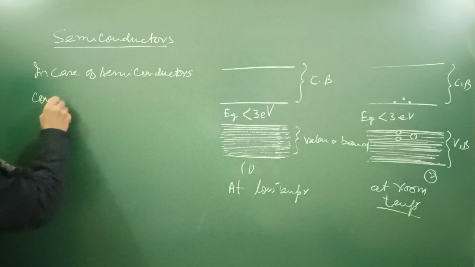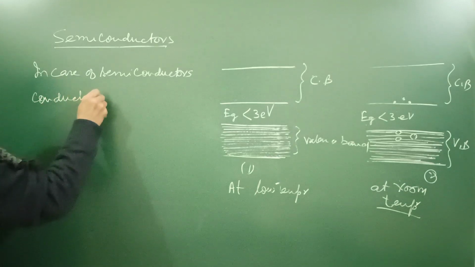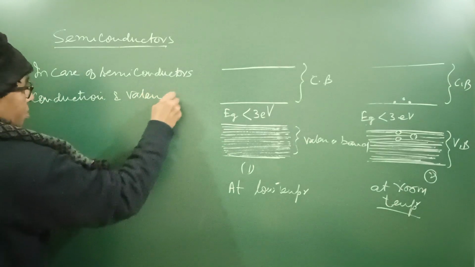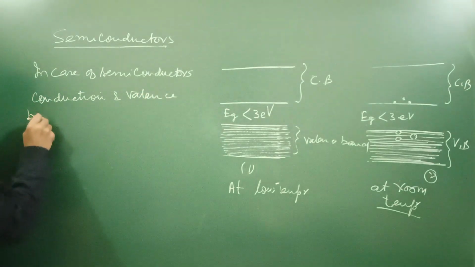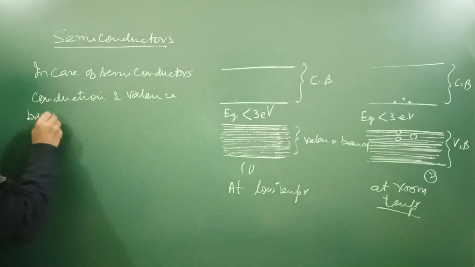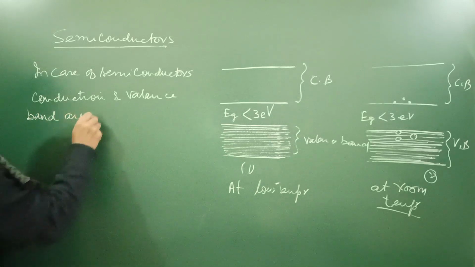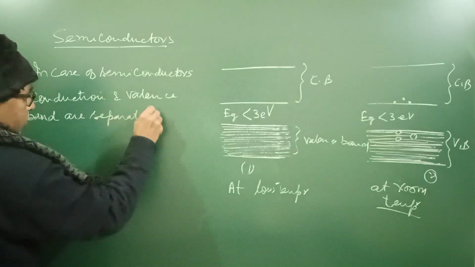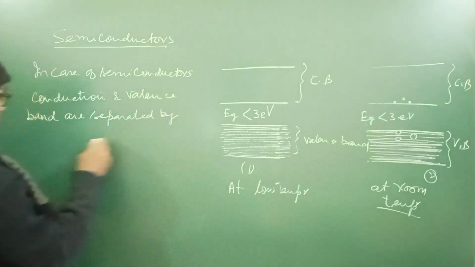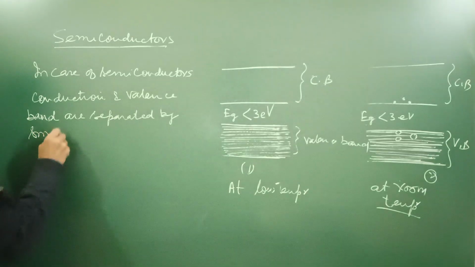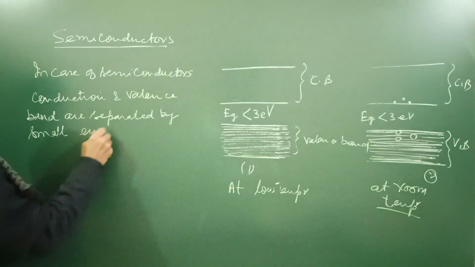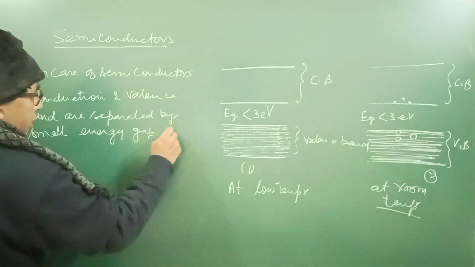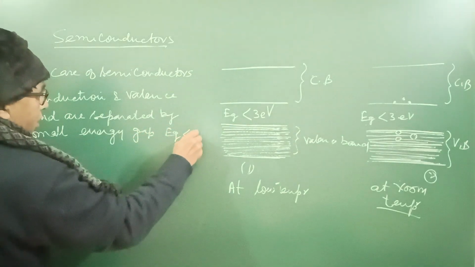In case of semiconductors, the conduction band and valence band are separated by a small energy gap, e.g. less than 3 electron volt.